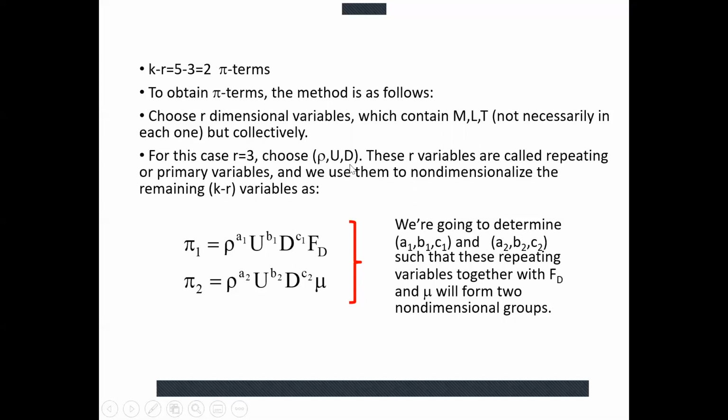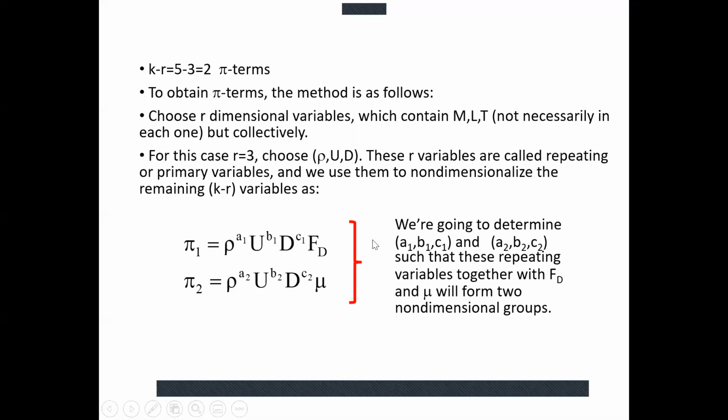These 3 variables, rho, u, and d, are repeating, and the remaining 2, which are Fd and mu, are non-repeating variables. We use them to non-dimensionalize the remaining variables. We will see more details on how to choose repeating variables, but for now, please note that we are choosing those 3 such that in the combination M, L, and T exist. This is the first rule in determining repeating variables.